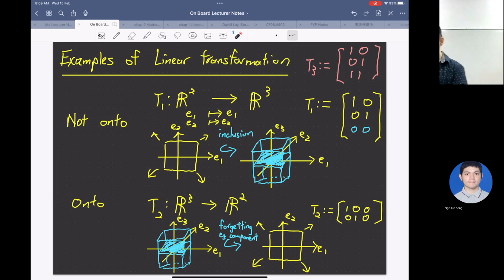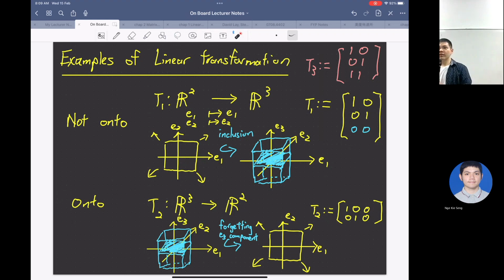Okay. So for example, the first one is this T1. Is T1 one-to-one? I think one of you, Sanqing, put out some notes on the student forum. I encourage you to go and see, maybe make some reply if you agree or you disagree. So, okay, let's come back. How about T1? Is T1 one-to-one or not?